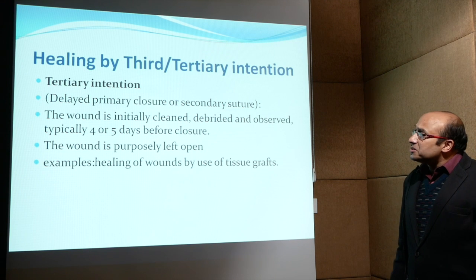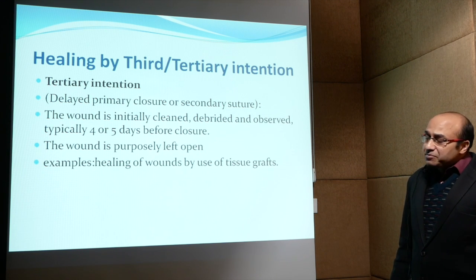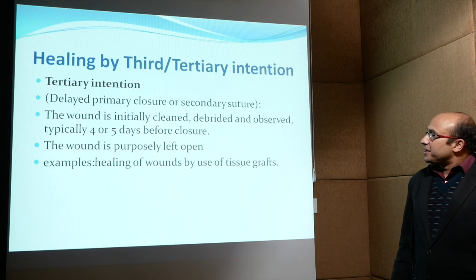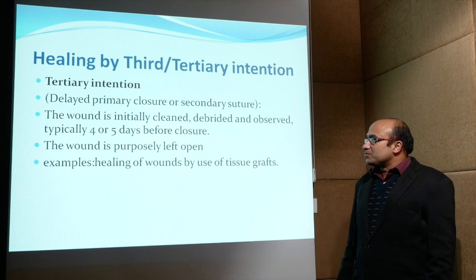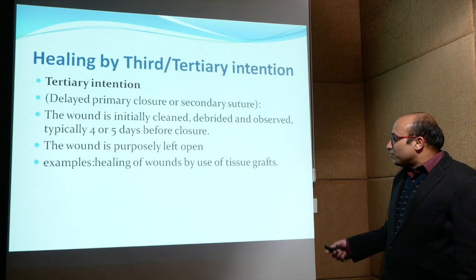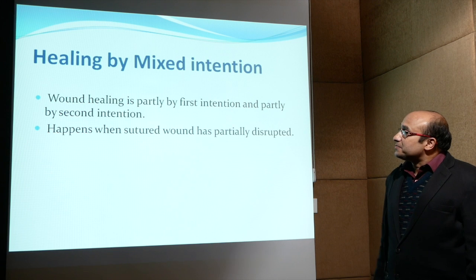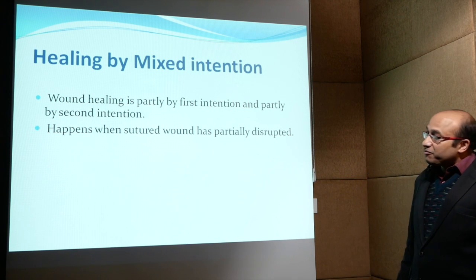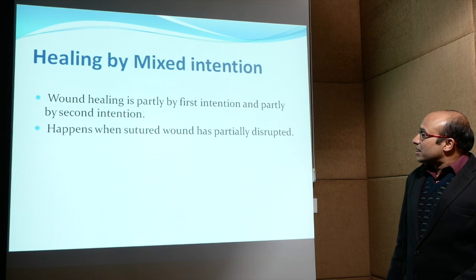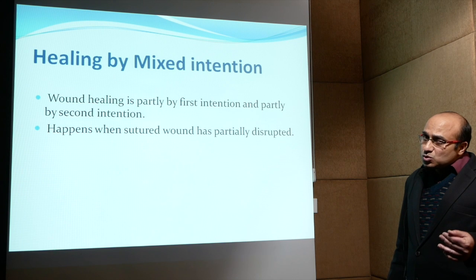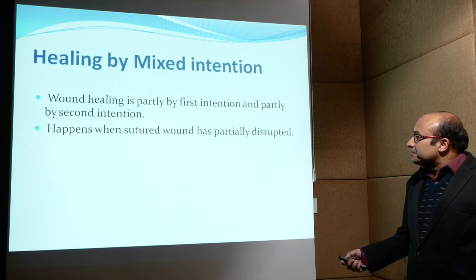Third or tertiary intention healing involves delayed primary closure or secondary suturing, where the wound is initially cleaned, debrided, and observed for 4 to 5 days before closure. Then this wound is purposely left open. For example, healing of the wounds by the use of grafts. Healing by mixed intention is where wound healing is done first by primary intention and partly by secondary intention. It happens when a sutured wound has been partially disrupted.